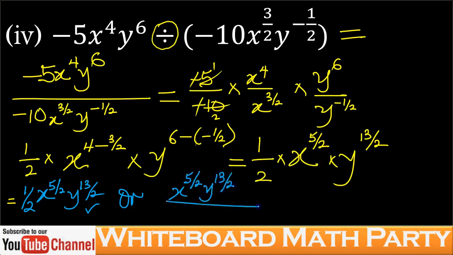Yeah, everything is all over 2. This can also be my final answer. So if you keep it this way, you are perfectly correct. And if you keep it this way, you are also perfectly correct.